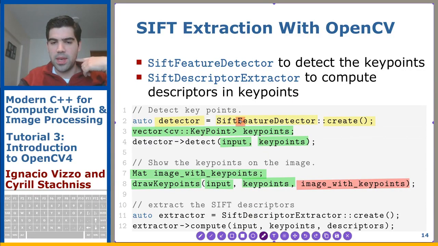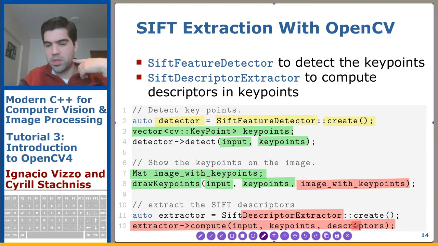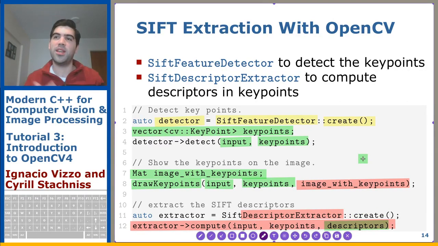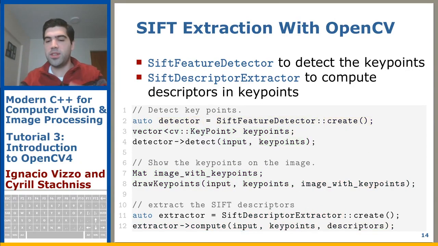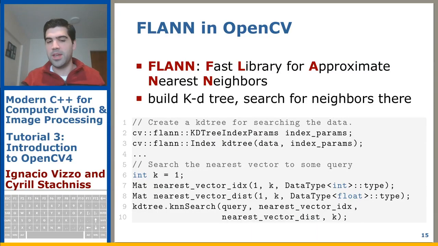Instead of using a feature detector, we will use the descriptor extractor with the same syntax, and then we will compute this on the input image with the given keypoints, and the descriptors will be the output. This is not the best syntax of C++, but in order to maintain backwards compatibility, they did it this way. So the syntax is easy.